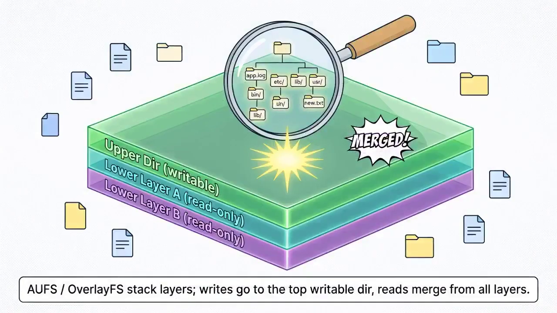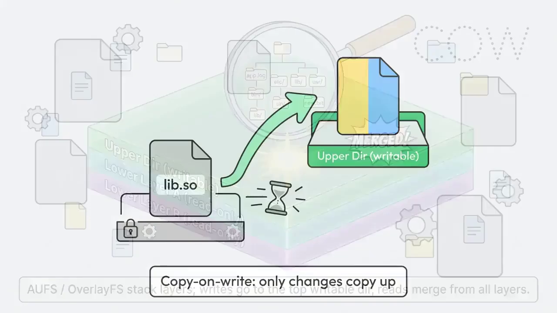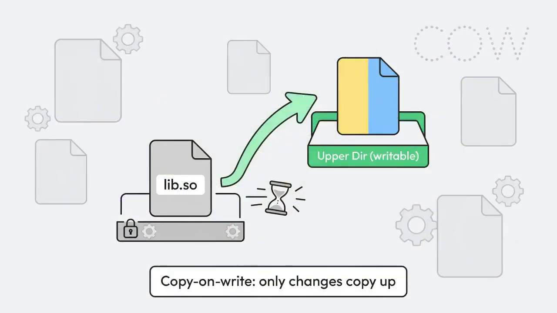Panel B. The same sheets stacked together, and the merged root file system appears. A magnifying glass reveals every file from every layer coexisting at /, as if they always lived in one place. Copy-on-write semantics keep this fast. Editing a file from a lower layer doesn't duplicate the whole file. OverlayFS copies just the changed parts up into the writable layer, and leaves the original untouched.